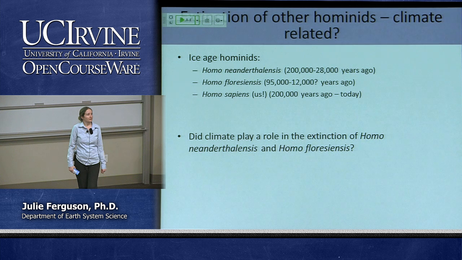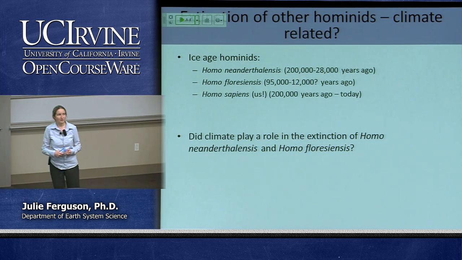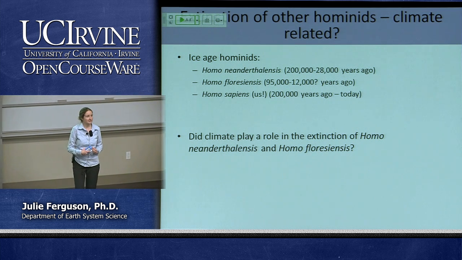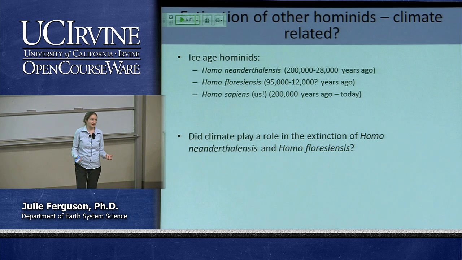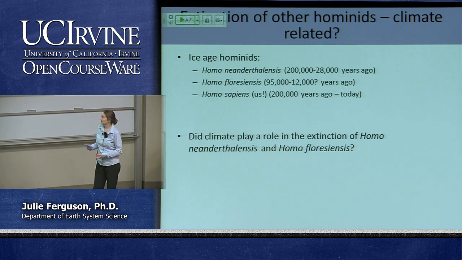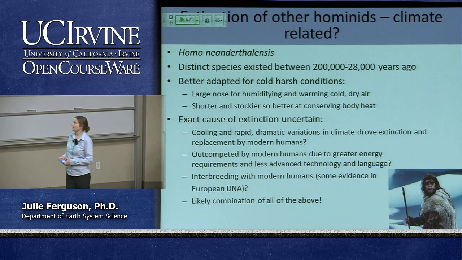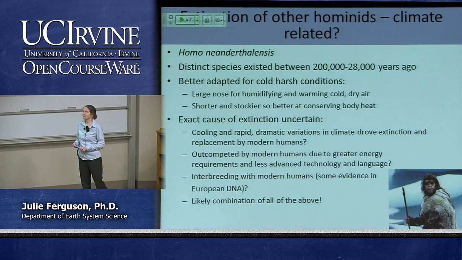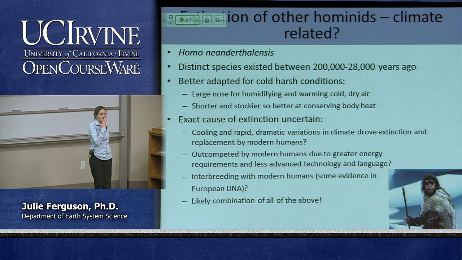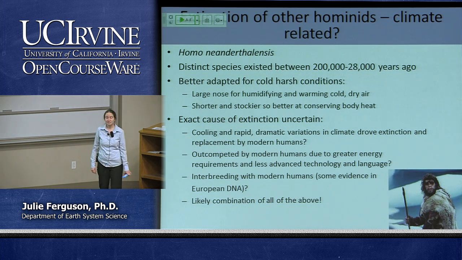Okay. So, at least into that last ice age, we had these other Homo species around. And so the question is, was climate, again, responsible for their extinction, or was it perhaps us again spreading around the world, causing chaos? And so if we look at Neanderthals, these are a nice distinct species, and they were really much better adapted to the climate of the last ice age. They had a nice large nose for humidifying air. They were shorter and stockier, better at conserving body heat.